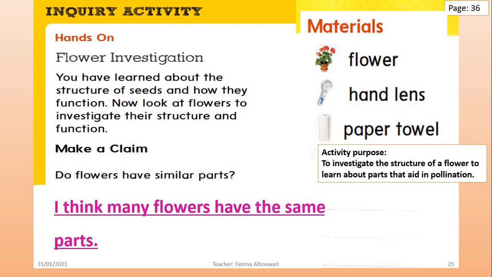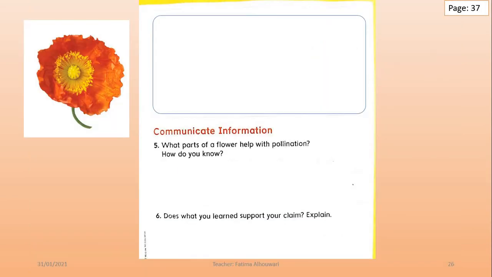The needed materials for this activity: flowers, hand lens, and a paper towel. To apply this activity, place one of the flowers on the paper towel. Gently observe the flower and use the hand lens. Then draw the flower in this box and describe the parts you see.